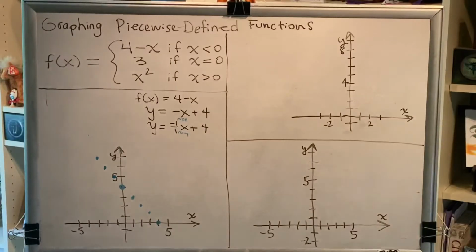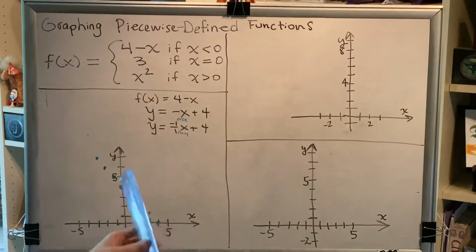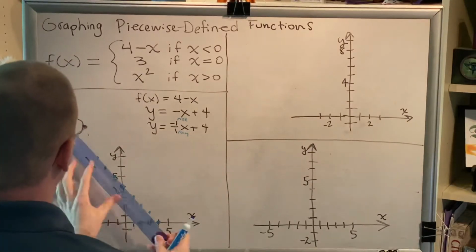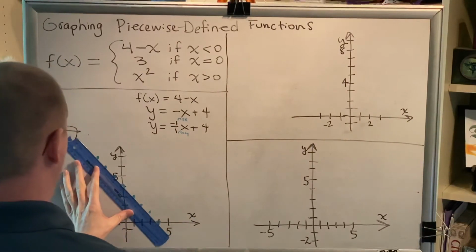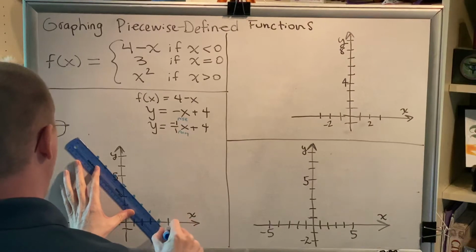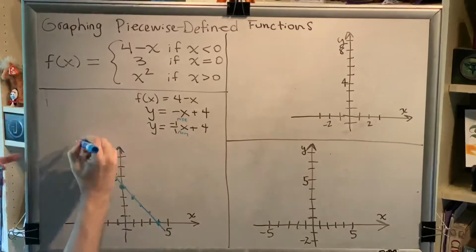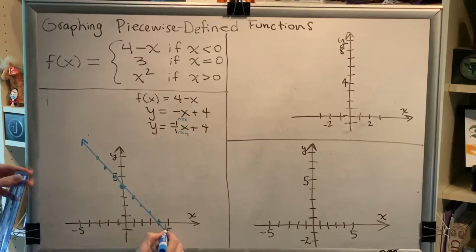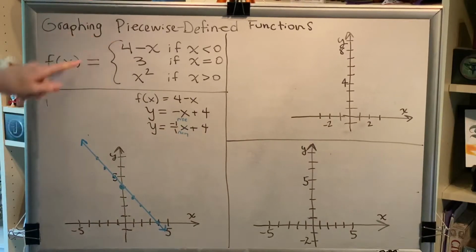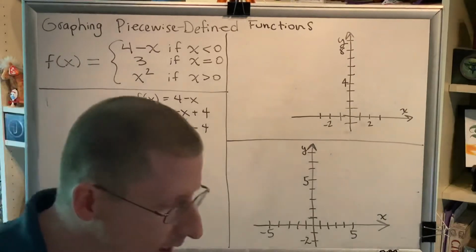Okay, so clearly this is a line, so I'm going to use my straight edge. You must use a straight edge when drawing lines, line segments, or rays. So here comes my straight edge, and I'm going to draw this line. So this is the first full graph. This is the graph of f of x equals 4 minus x.